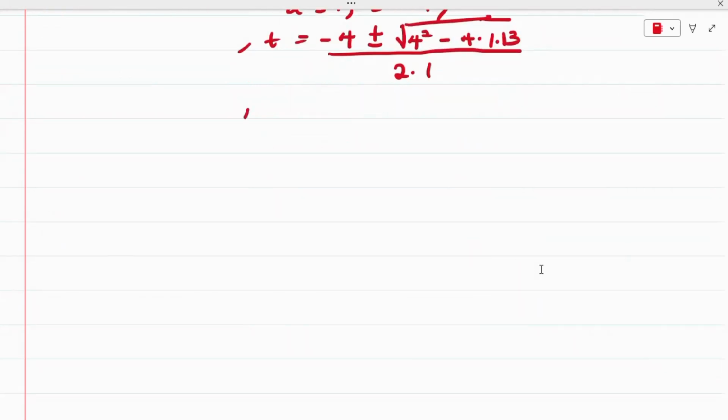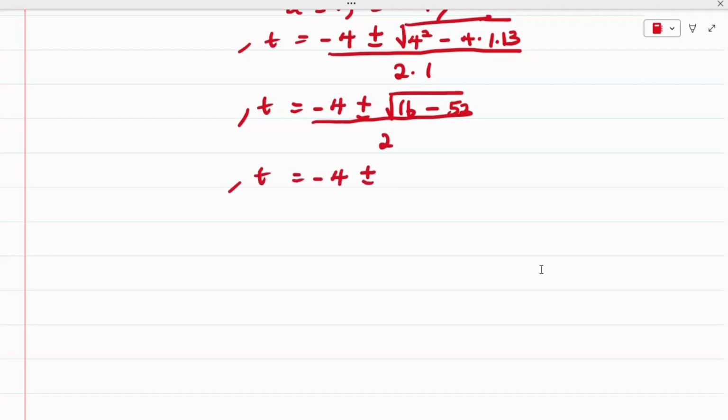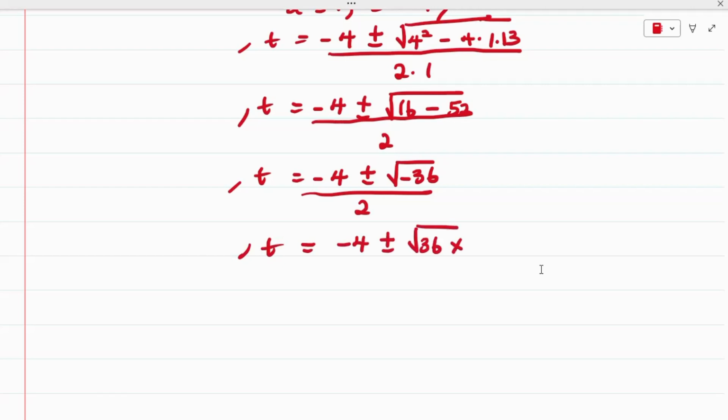So from here, we have that t is equal to minus 4 plus or minus the square root of 4 squared, which is 16, minus 4 multiplied by 1 multiplied by 13. We have this to be 52, divided by 2 multiplied by 1, which is 2. We have that t is equal to minus 4 plus or minus the square root of 16 minus 52, which will give us minus 36, divided by 2. So t is equal to minus 4 plus or minus the square root of 36 can be expressed as 36 multiplied by negative 1, divided by 2.